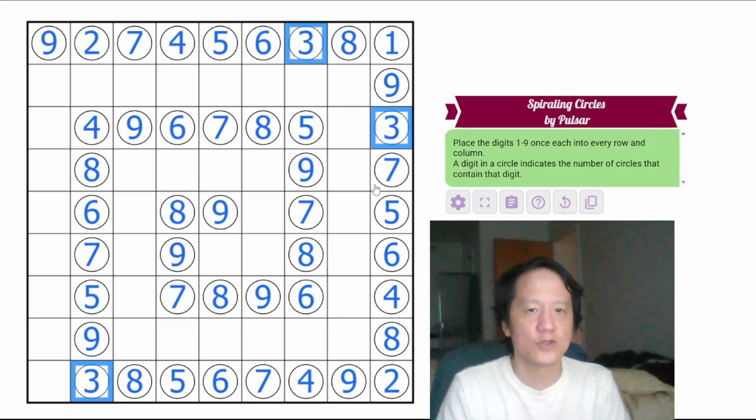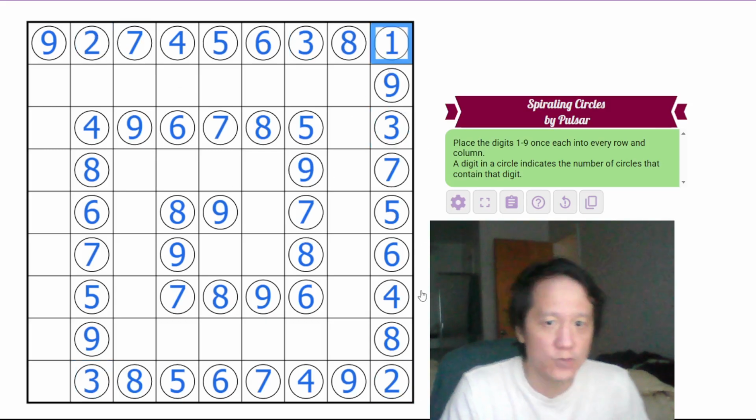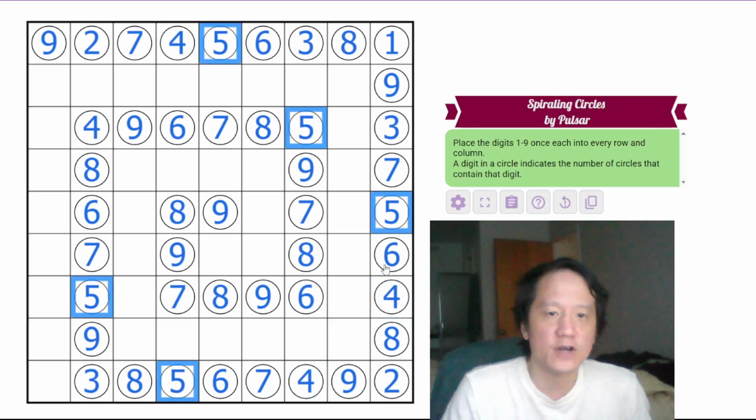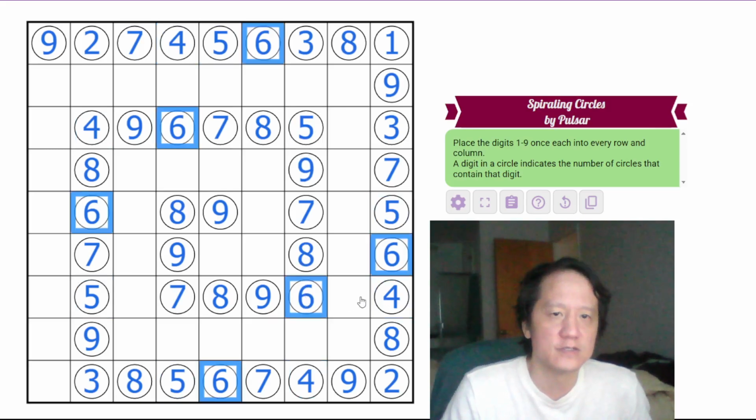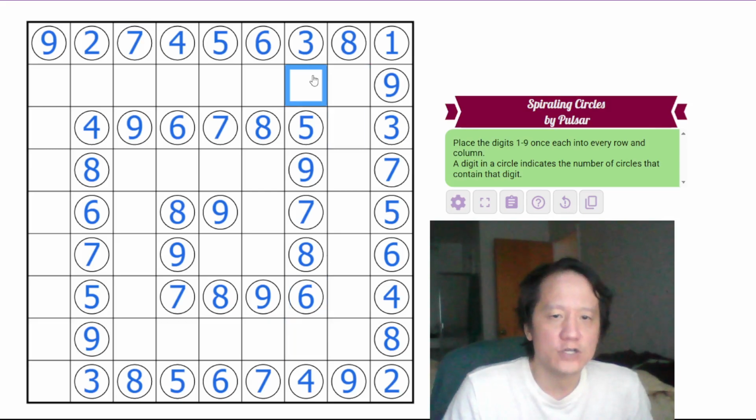So the 3 should be in 3 circles. The 2 should be in 2 circles. The 1 is in 1. The 4 is in 4. The 5s are in 5. And that 6s are in 6. So we can just figure out where the rest of the digits are.